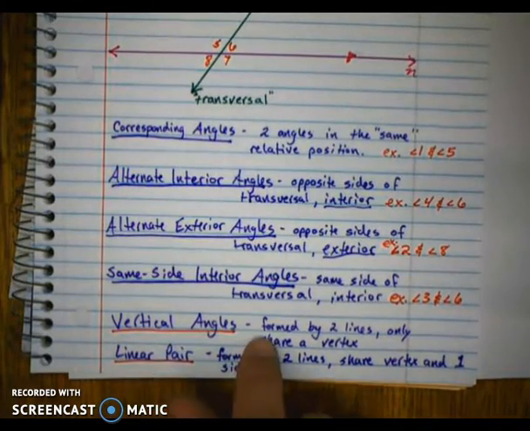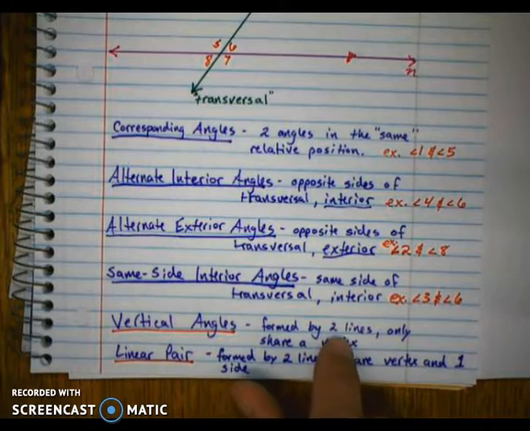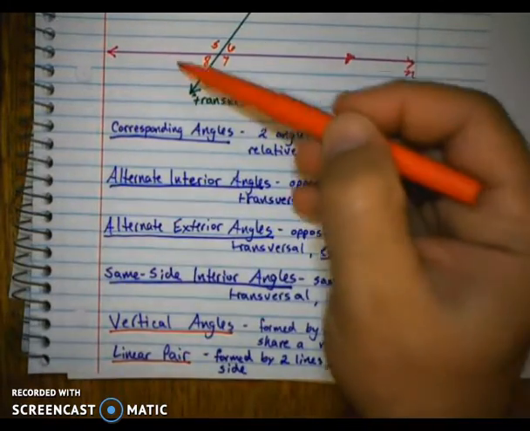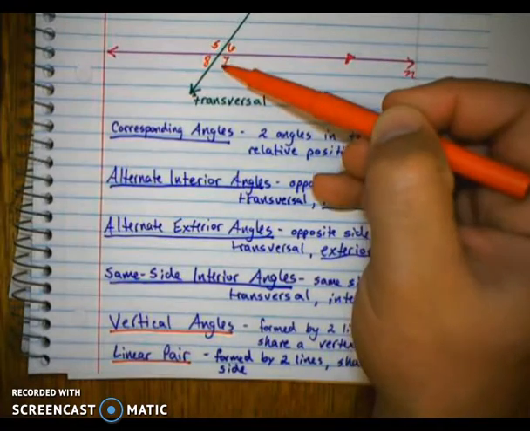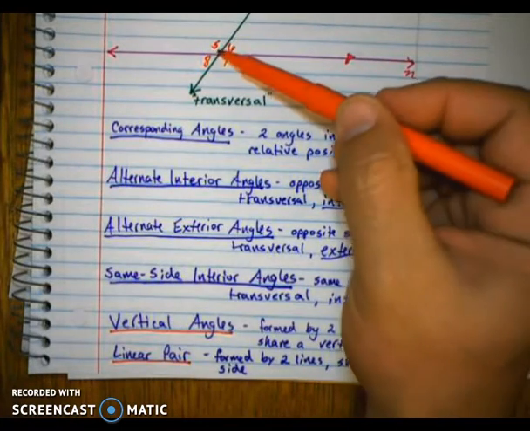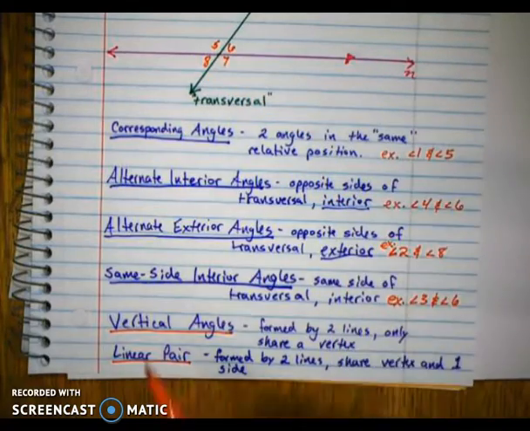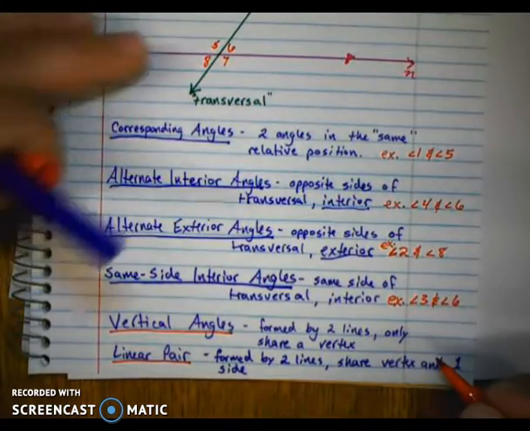Vertical angles are angles formed by two lines only, and they only share a vertex. They don't share a common side. So if I've got my intersecting two lines here, angle 5 and angle 7 only share the common vertex. They don't share a side like 5 and 6 do, or 7 and 8 do. So vertical angles would be like angles 5 and 7.